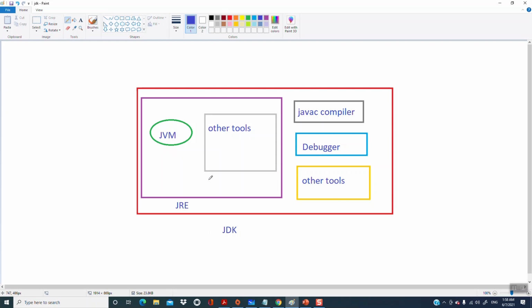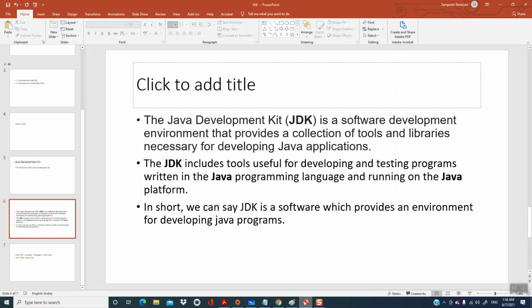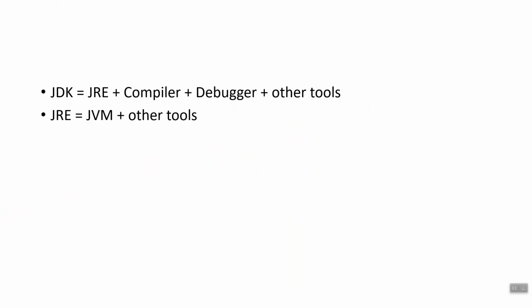So here I wanted to give a brief idea about JDK in this lecture, and we are almost done. So now let's go back to the PPT. Okay, just a minute. So we can say that JDK consists of JRE, compiler, debugger, and some other tools, and JRE consists of JVM and some other tools. Okay, so now before ending this lecture, I would like to mention one thing. If we only want to run Java programs, then installing JRE is enough. We need not download and install JDK.